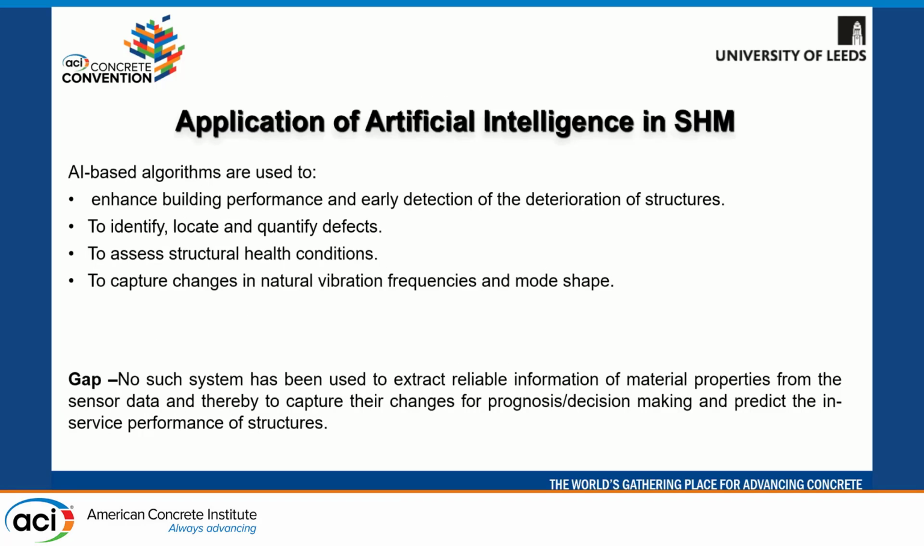Application of AI in structure health monitoring. AI has already been used in structural health monitoring to enhance building performance for early detection of deterioration of structures. It is used to identify, locate, and quantify defects, or to capture changes in natural vibration frequencies and mode shapes. However, it has not been used to extract reliable information of material properties from sensor data, and therefore to capture their changes for decision-making to predict the in-service performance of structures.